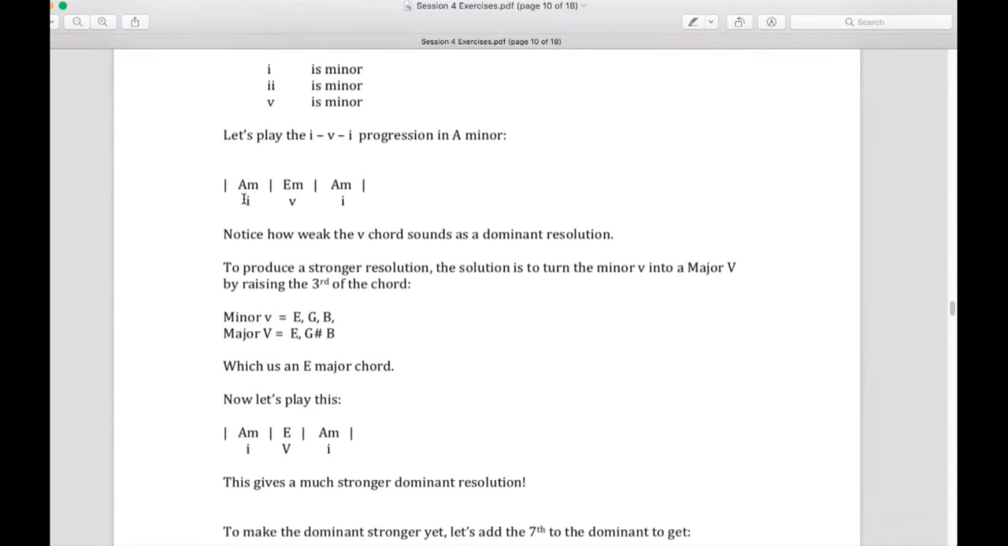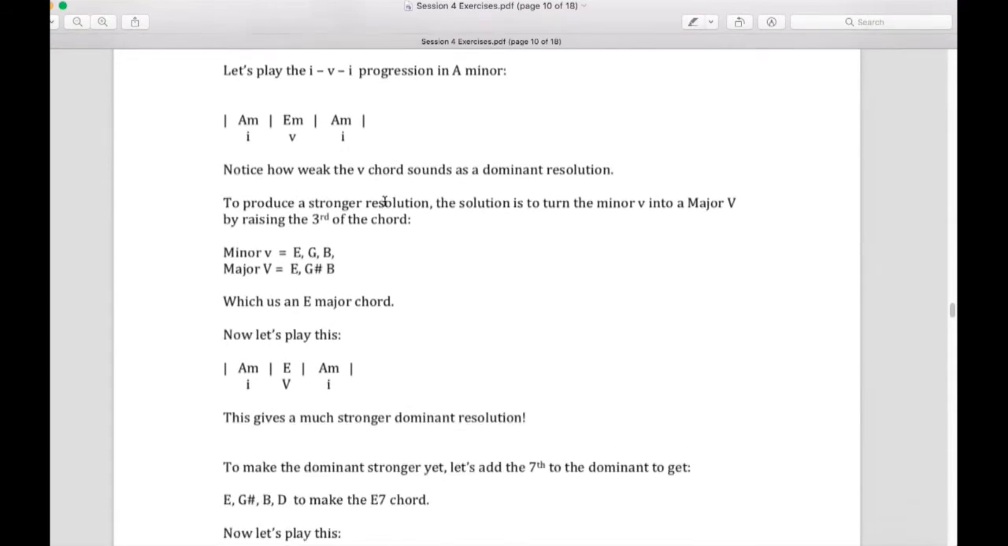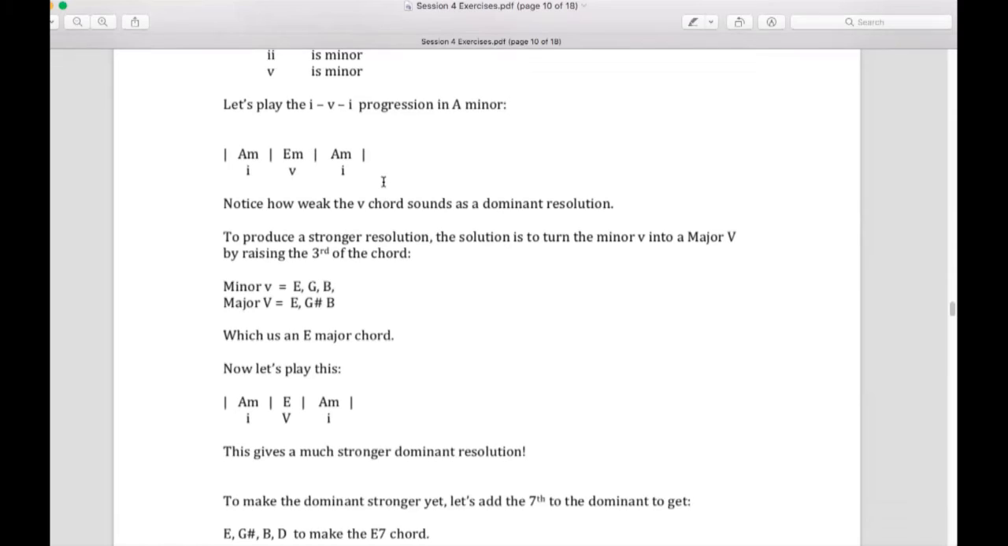All right, so let's play the 1, 5, 1 progression in A minor. So if we do that, it's A minor, E minor, A minor, okay? So we get this, A, E, A, so that's 1, 5, 1. But listen to how this sounds when we play it with minor chords. Go, A minor, E minor, A minor.